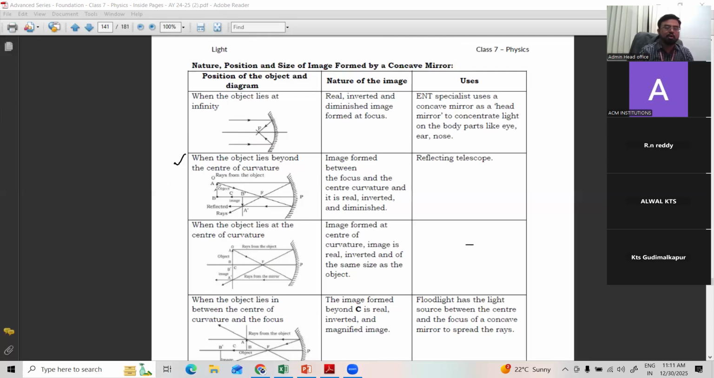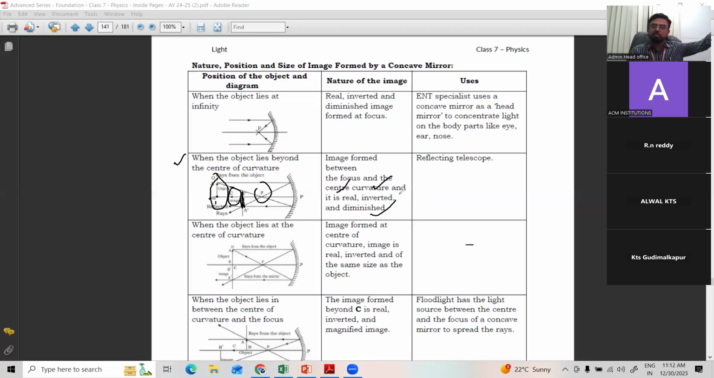When the object lies beyond the center of curvature. So this is the center of curvature, beyond somewhere here. Infinity means very far, but this is just back of the center of curvature where the object is placed. AB is the object here. What is the type of image? The image is formed between the focus and the center of curvature. When your object is placed here, you will get the image here. See here, between focus and center of curvature. Placing the object here, the image is forming here. And it is a real image, inverted image, and diminished image.